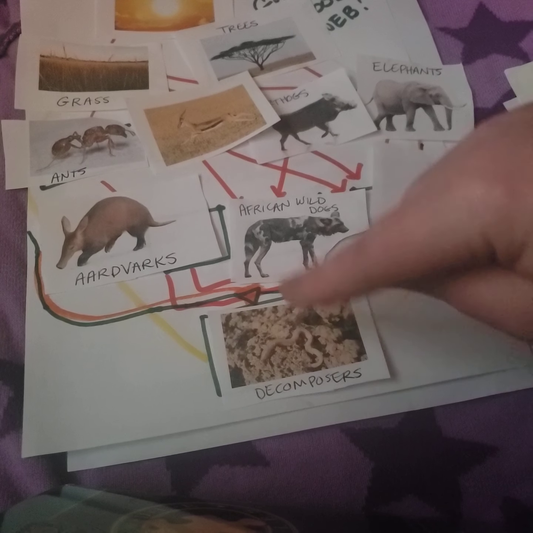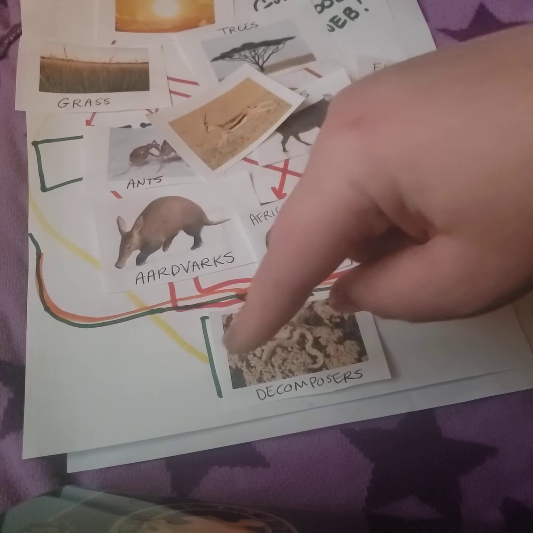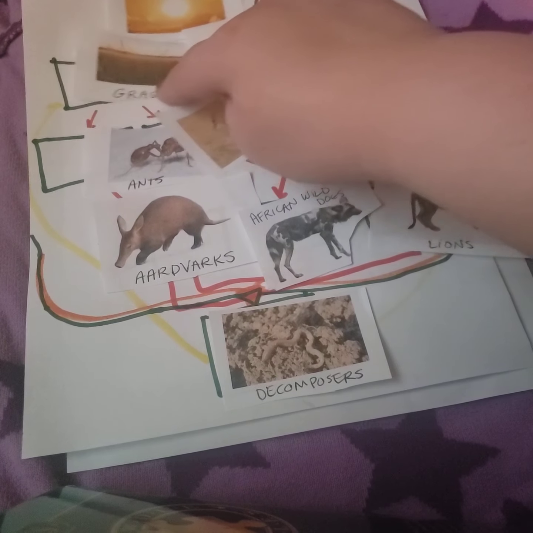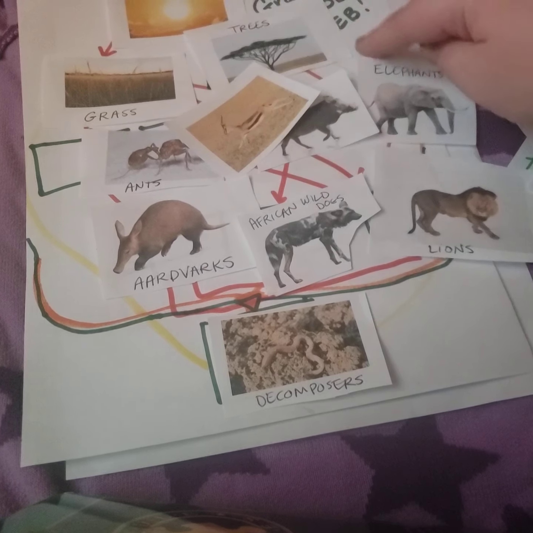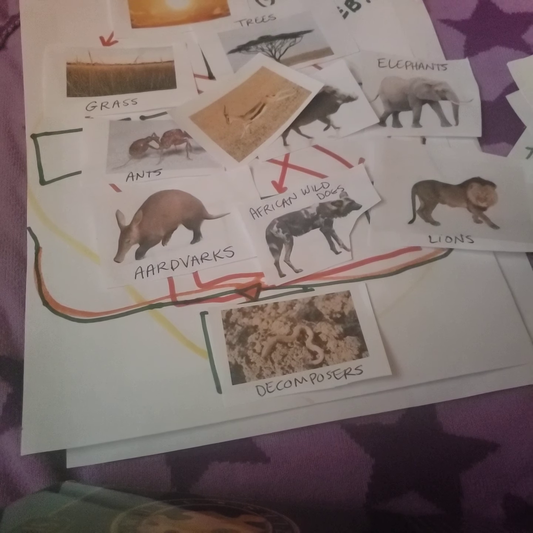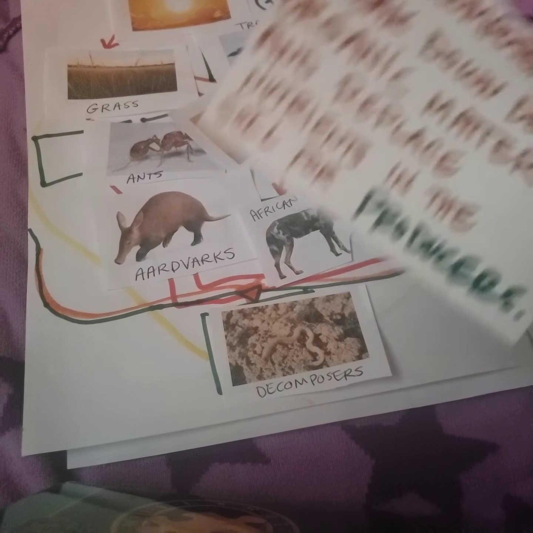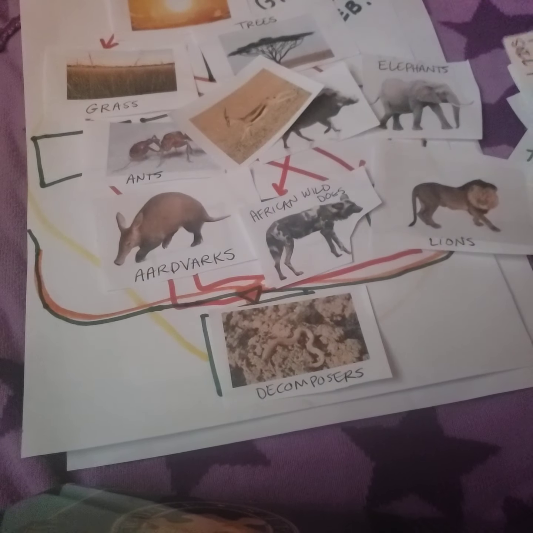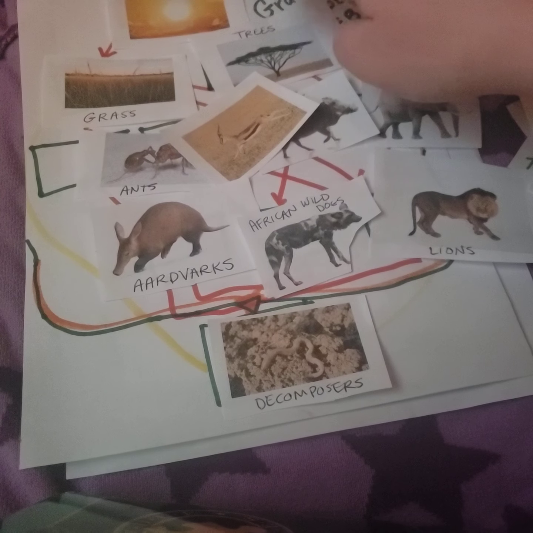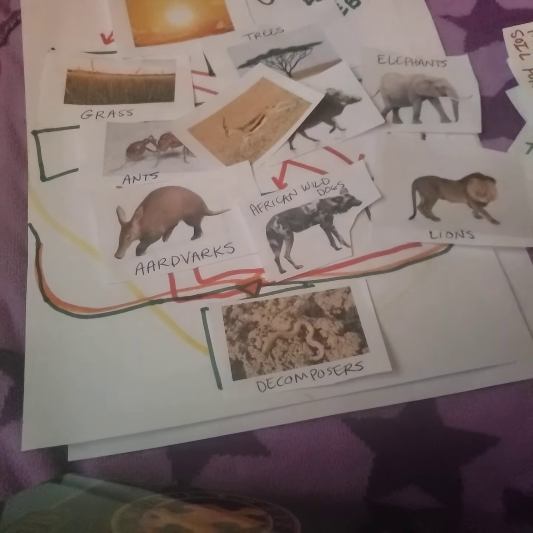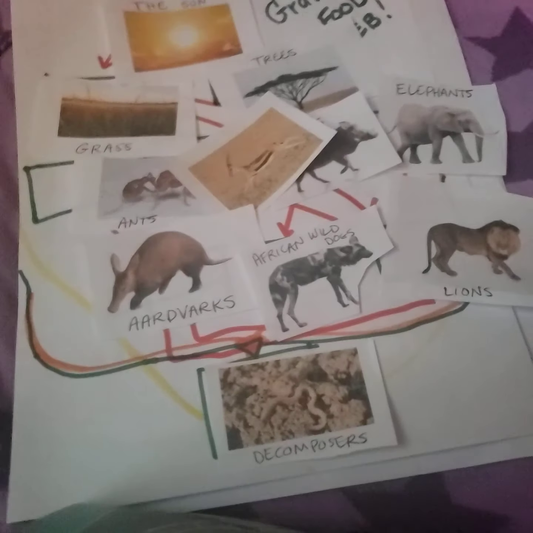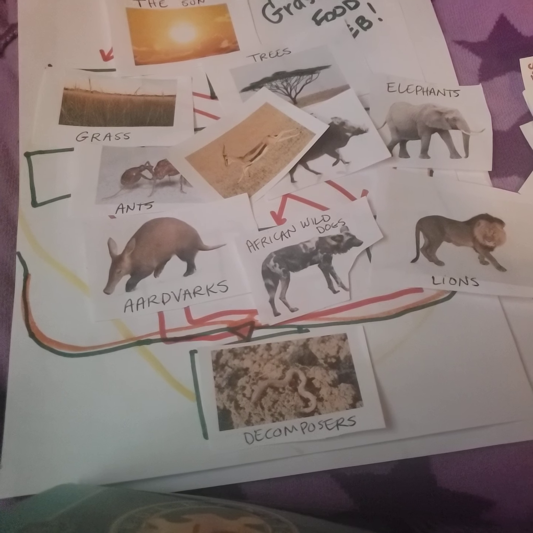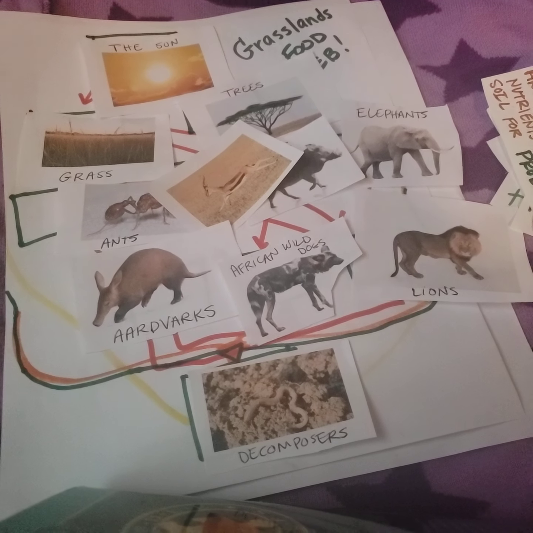And it's really hard to see my arrows, but I drew some arrows in here. Their nutrients are going to go all the way back up here to the stargrass and to the acacia trees. So decomposers, once again, they break down the decaying organic matter and replace nutrients in the soils for those producers, our grass and our trees. Now, don't forget that this all started up here with the sun. I know that I haven't done the best job of getting my whole food web.